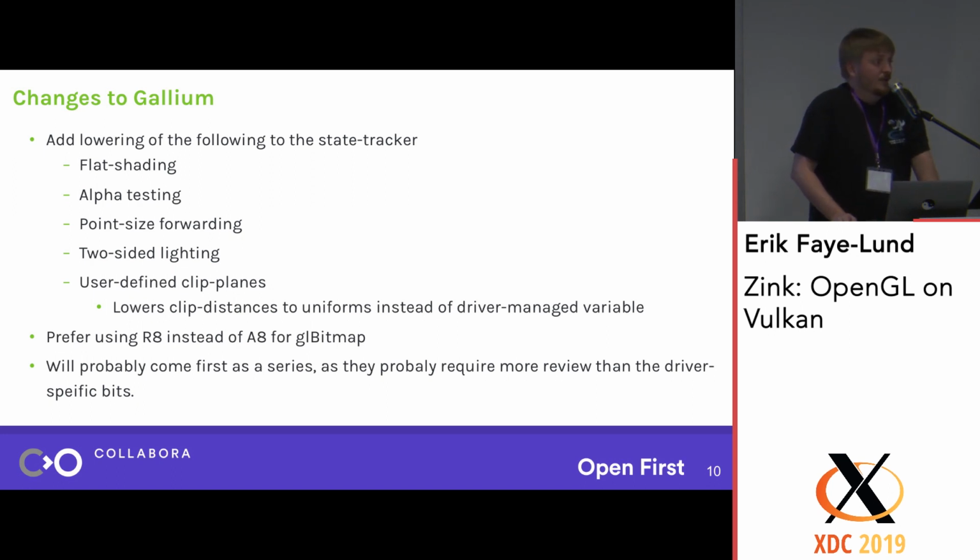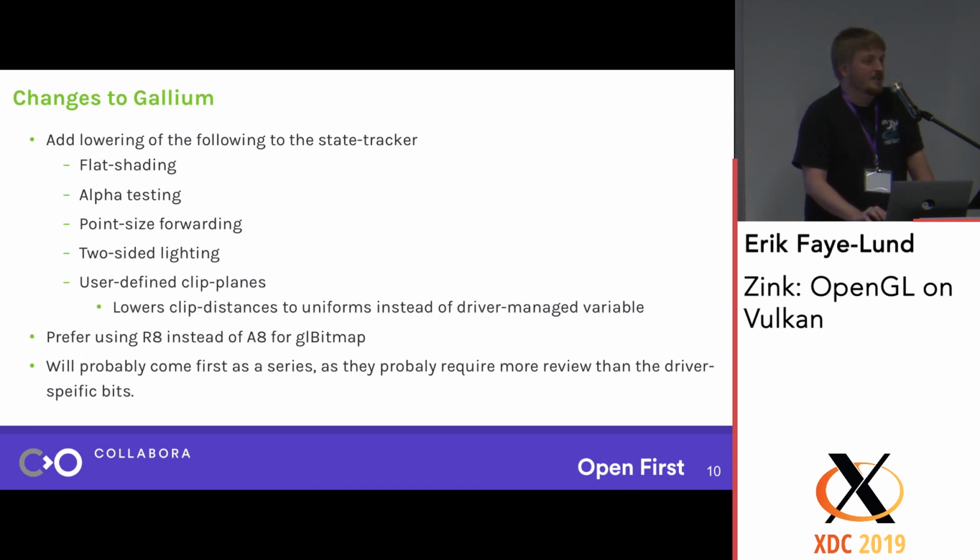So one of them is flat shading. We lower that into just flat specifiers on the shaders. Alpha testing, we're lowering into conditional discard. Point size forwarding, which is when you use points without any size written from the vertex shader. Two-sided lighting and user-defined clip planes. So we're trying to do this in the state tracker and as part of the shader keys in there. It all happens based on caps from the driver.